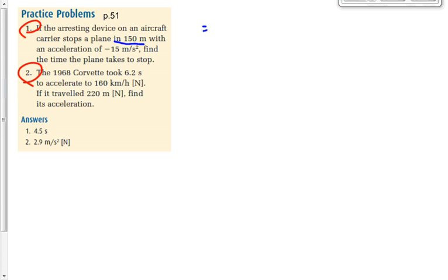Something is 150 meters. Tell me what that is, please. Yeah, good. It's the displacement. And we're going to say that it's moving forward. Therefore, the displacement will be forward. It's a positive value. The acceleration, it says, is negative 15.